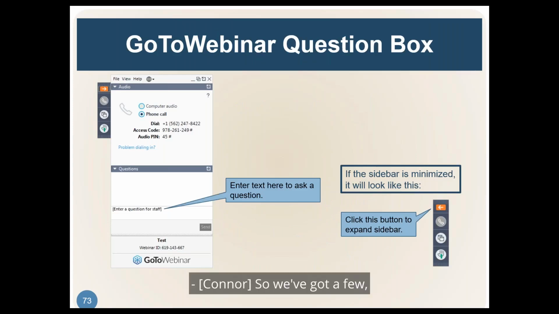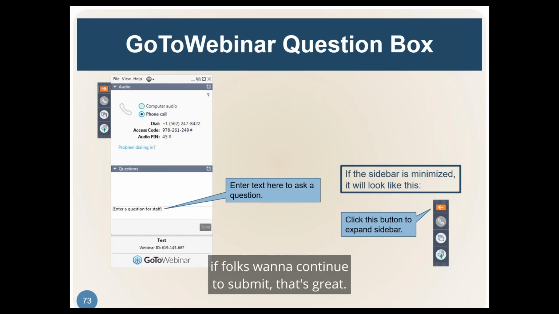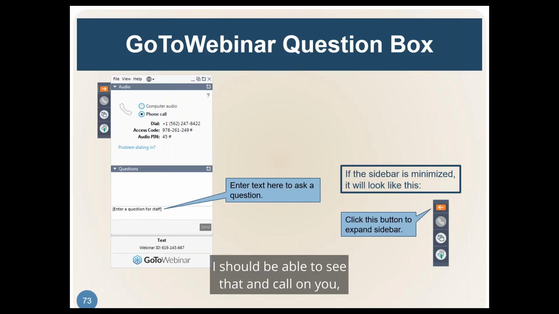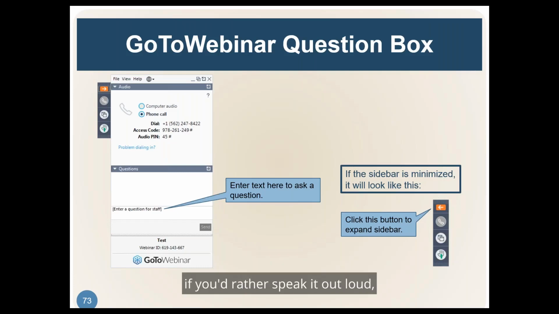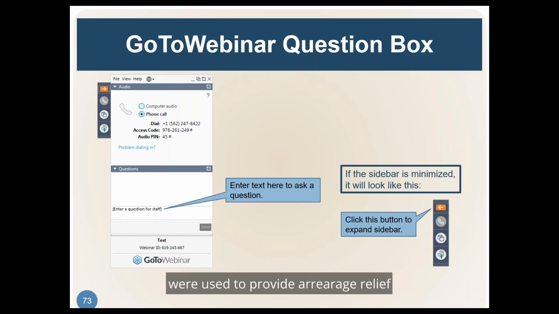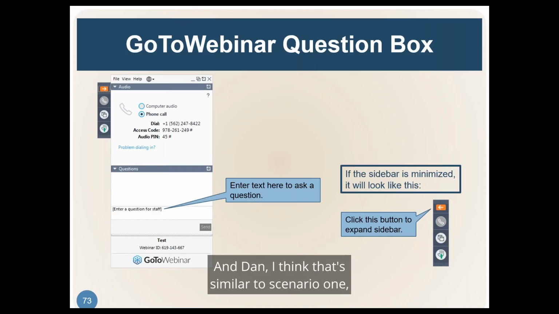So we've got a few. If folks want to continue to submit, that's great. Also, if you want to raise your hand, I should be able to see that and call on you if you'd rather speak it out loud. But we've got one here, Dan, that says, how should we report in a situation where CARES Act funds were used to provide arrearage relief in the form of supplemental payments to those households who also received benefits from regular funding? And Dan, I think that's similar to scenario one, but I'll let you answer.